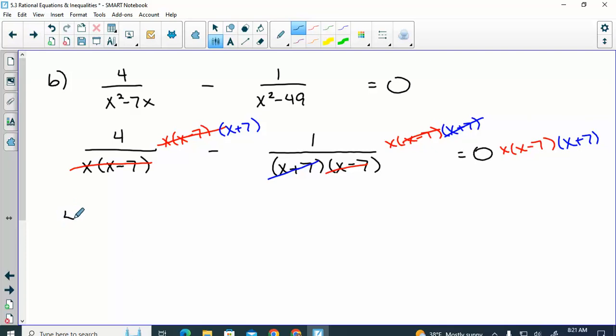So now what I have, and you don't necessarily have to write this out, but I do just to show you. The first term I'm left with a 4 times x plus 7 minus 1 times x. Over here, what's 0 times anything? 0.